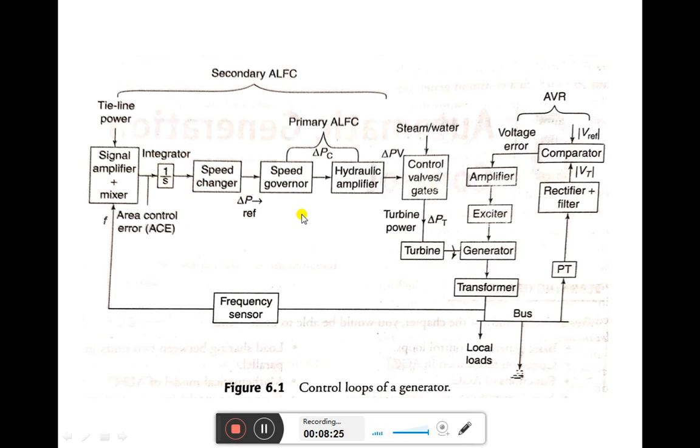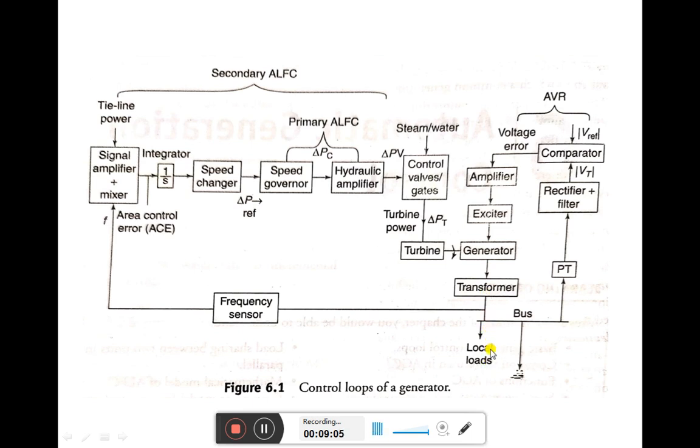And what is the cause of variation in frequency? Variation in the frequency is caused by unbalance between the load requirement and the actual power generated by the generator. Therefore we are going to match these two. Suppose, for example, the load suddenly increases. In that case the power generated by the generator will be less and the load requirement will be more. In that case we will face the problem of frequency deviation.